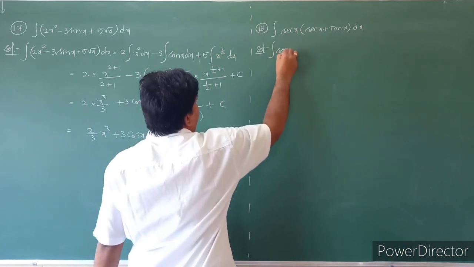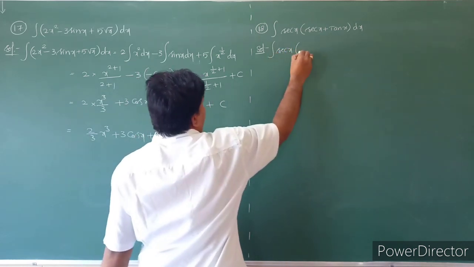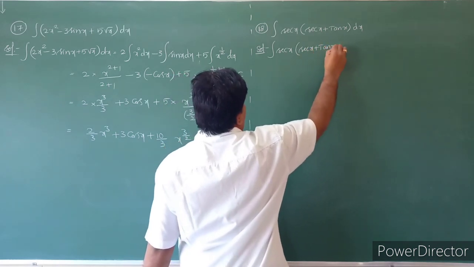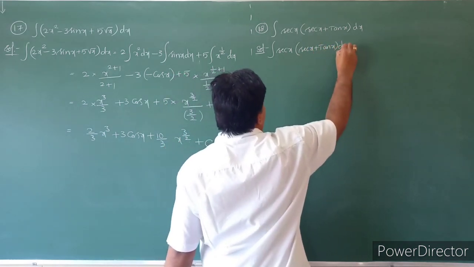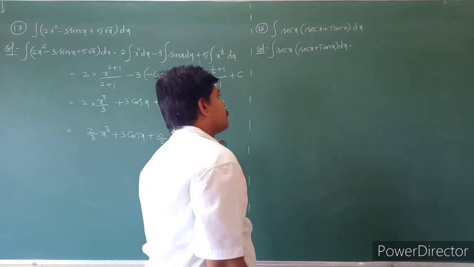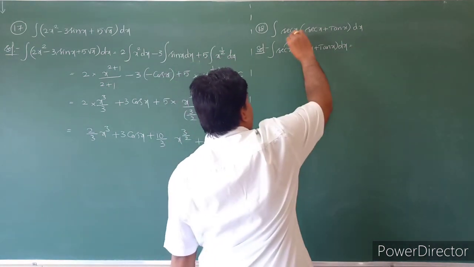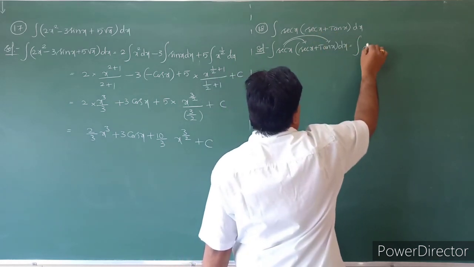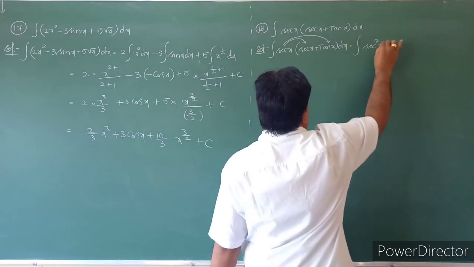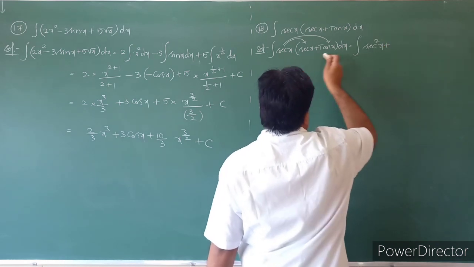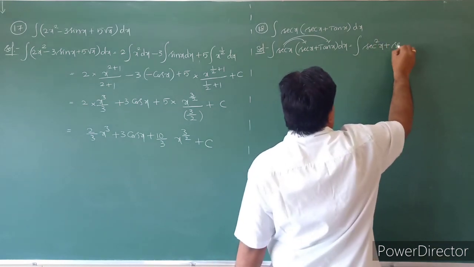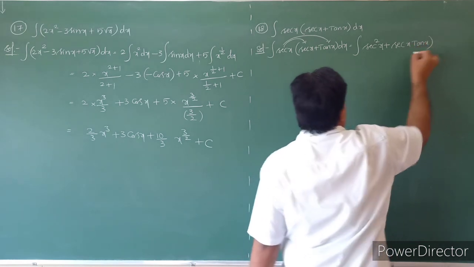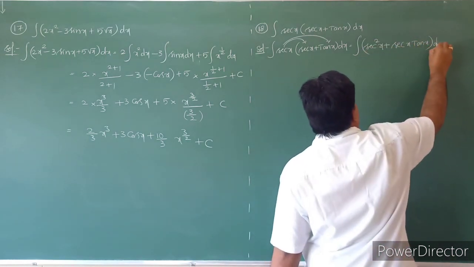Integral of secant x into secant x plus tan x into dx, that is equal to, just multiply that secant x here, what you will get, integral of secant square x plus secant x into tan x into dx.